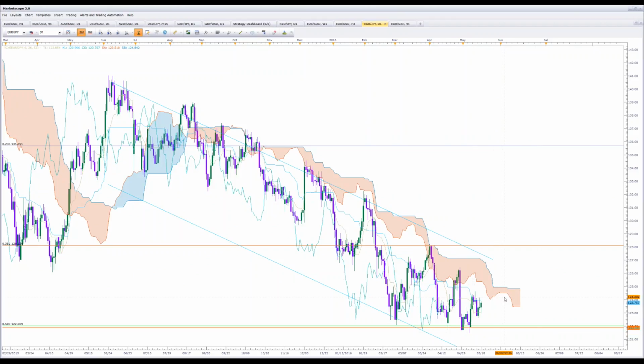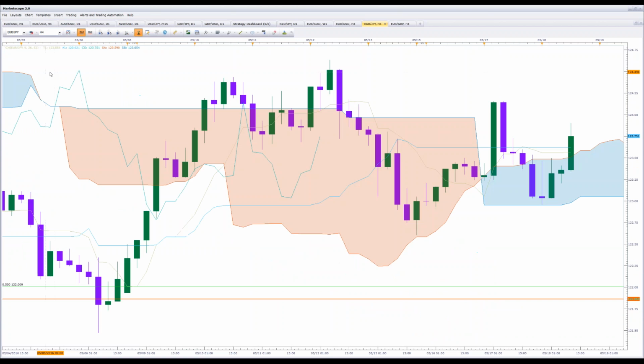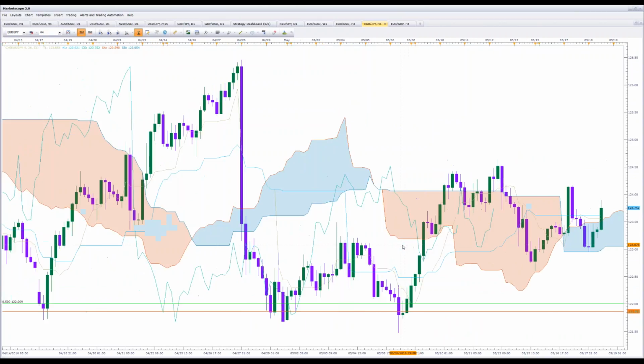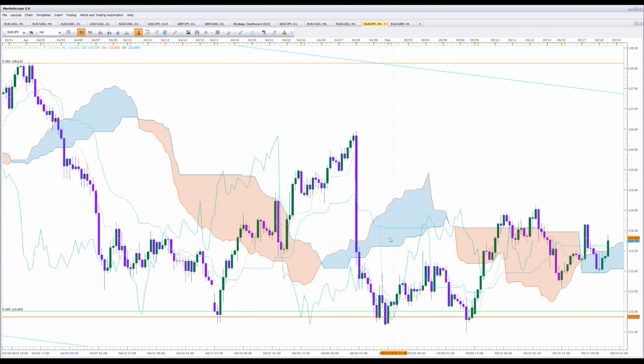So that is one way of trading the euro-yen on a daily format. And finally, if we zoom back in from the daily chart to the 4-hour chart, we can see that, well, the Ichimoku cloud is actually really flattening out. It's now testing above the Ichimoku cloud. So really, it gives us a mixed signal when it comes to euro-yen.